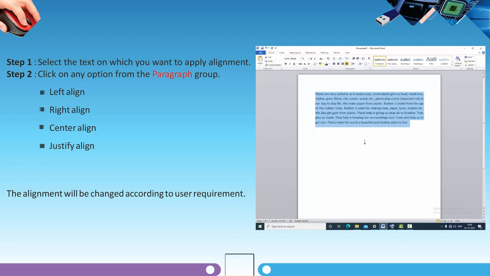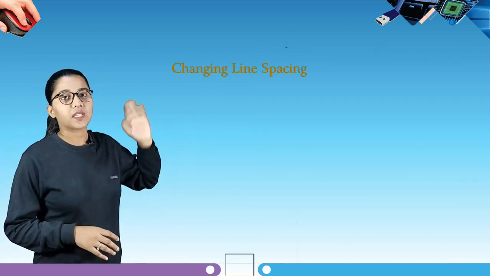These are the 4 alignment options. You can choose the option in which you want to align your text. So the alignment will be changed according to user's requirement. Now let's jump to our next topic, that is changing line spacing.